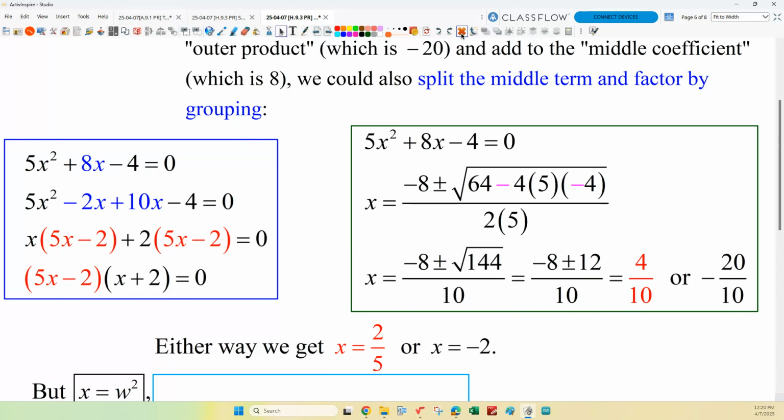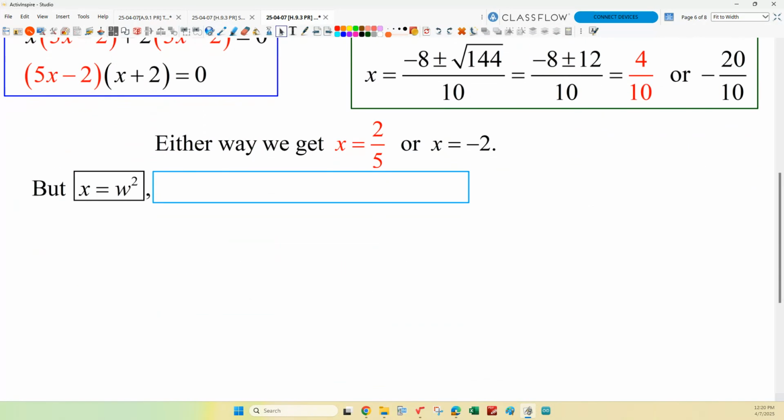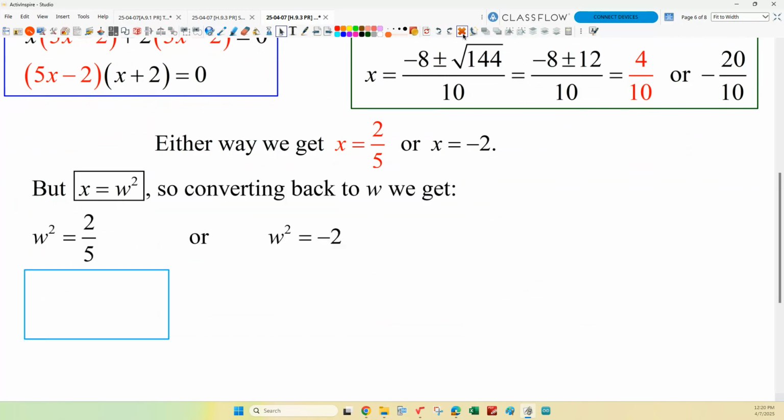Agreed? Okay? But we're not done. We're actually not done. What do we still have to do? We got to reverse that substitution, don't we? Right? So we got to flip back to w's. So I actually end up with two equations here. I either get w squared equals 2/5 or w squared equals negative 2. Okay? So I'm not quite done. I got to solve for w. So what would I do to solve for w here? Yeah, use the square root property. So I get w equals what then?